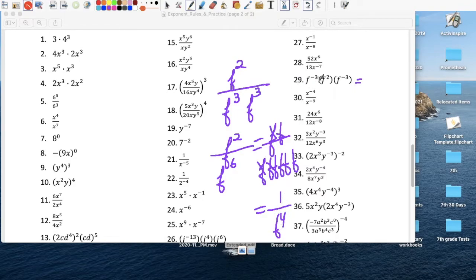Or if you didn't like to do that, you can just add all of them. So we have f, negative 3 plus 2 is negative 1, negative 1 and negative 3 is negative 4. So we got f to the negative 4, because our task is to rewrite all these expressions so they have a positive exponent. We write f to the fourth power, with the f in the denominator, of course.